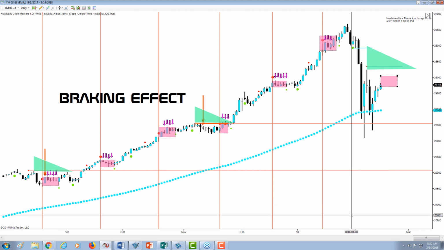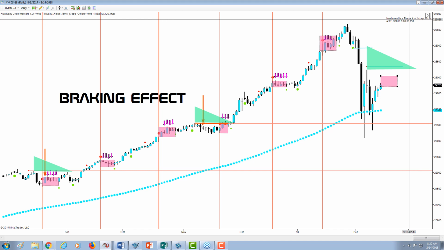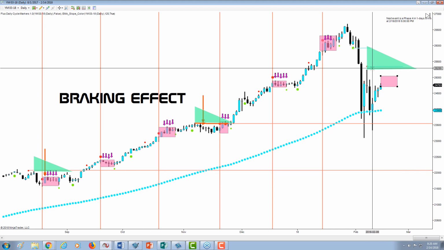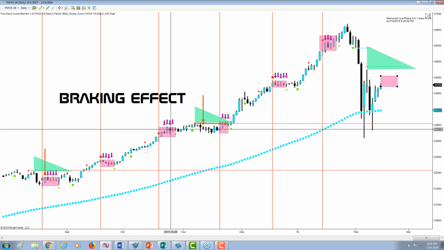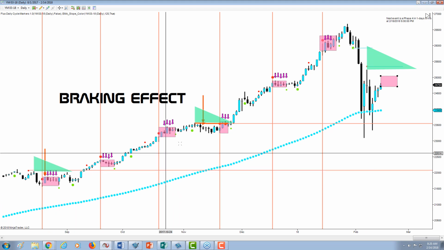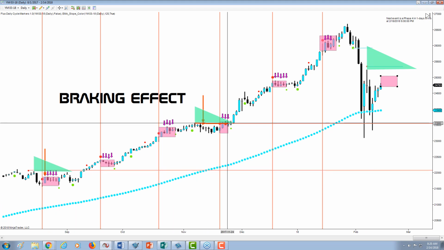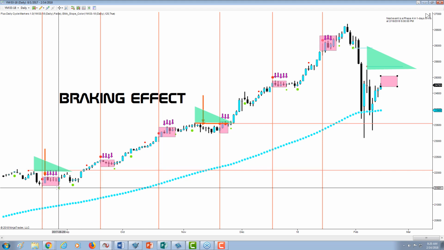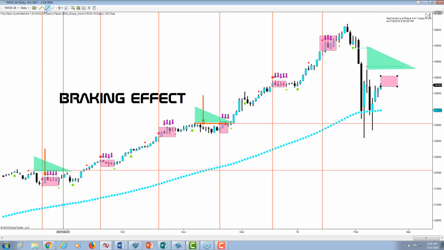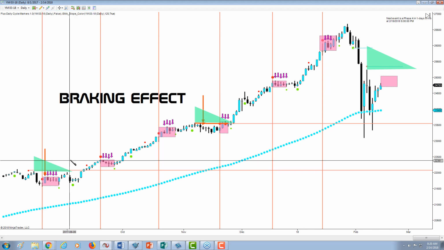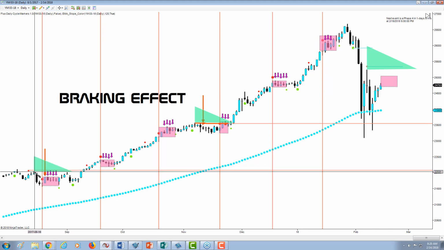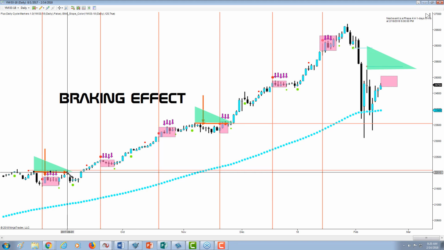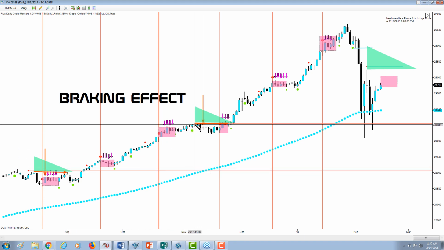The phase 4 has a breaking effect. Phase 4 is coming in now. When we have an unpunctured phase 3, price tends to stay below the swing high and eventually come back to it, right? So if we look here, there's the prior swing high, and it eventually comes over to it. Same thing here. There's the swing high, and it eventually comes over to it.